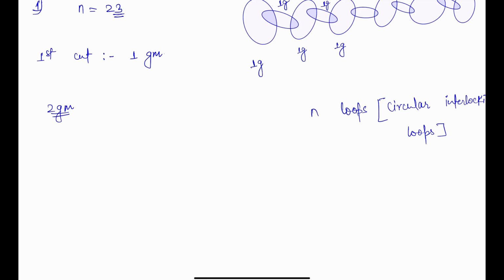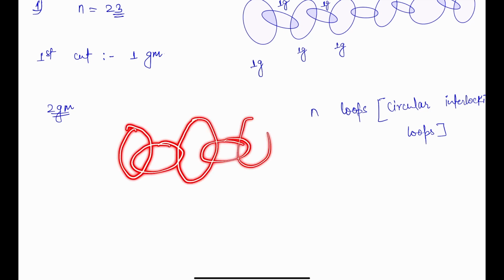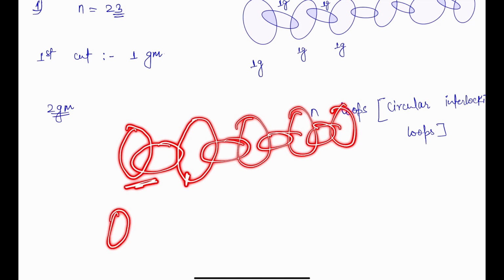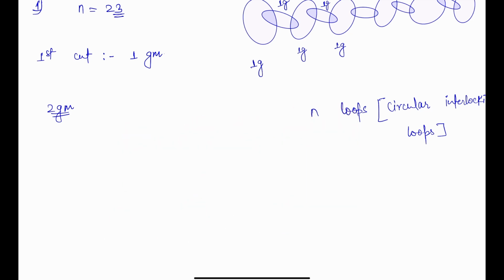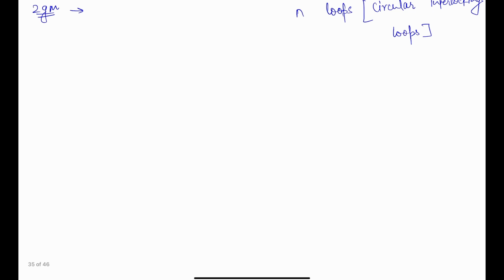For 2 grams I could think of this possibility that she might have cut, if this goes like this, I can say that she might have cut this one. So it will become first cut, second cut, and then the rest of this one. We can think of this. So for 2 grams, let's just make a picture and try to understand.